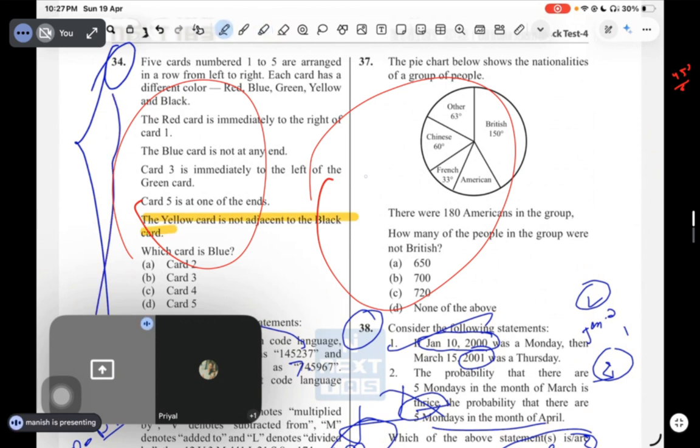So guys, you have time. Solve this question. I want this answer. Very easy question.